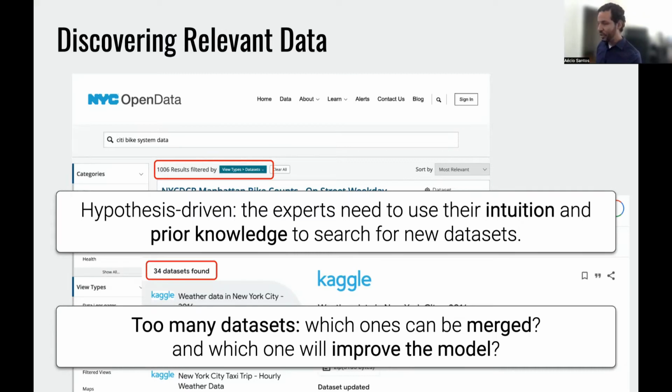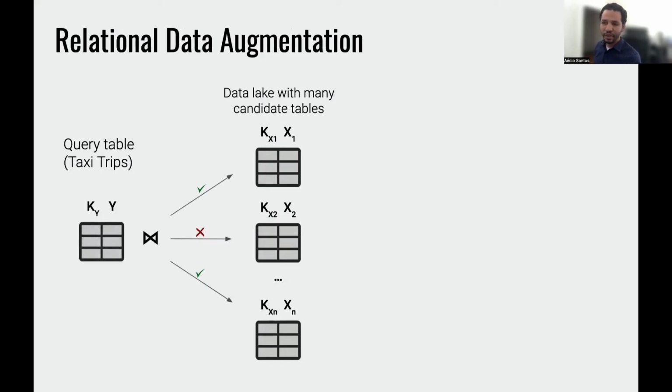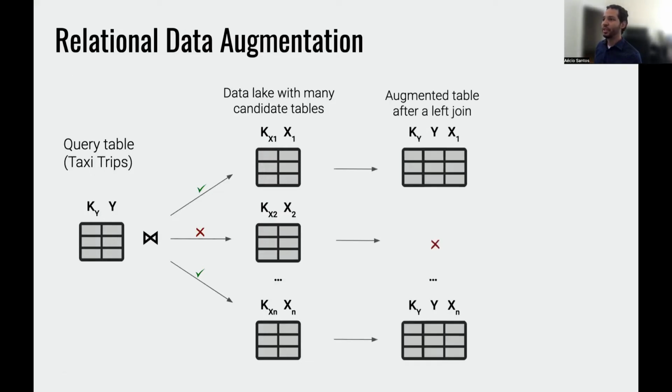So one of the key things we are looking at here in our research is how can we improve this process, right? So if you take a closer look at the problem, essentially we have a number of data sets, lots of data sets in a data lake or in a data repository. And then we have our query table. In our example, it was the taxi trips. The first task we need to do is to find which data sets are joinable. Once we know which ones are joinable, we need to materialize the join and add a new table to the dataset. And only then we can train a new machine learning model, and then we can evaluate and compare performance between the new model and the previous model.